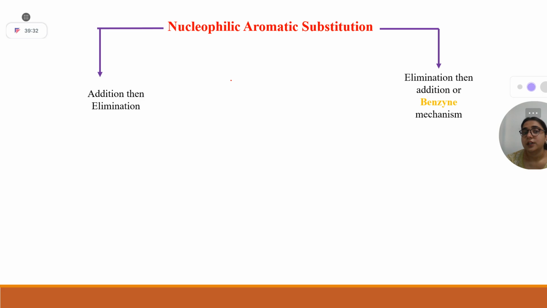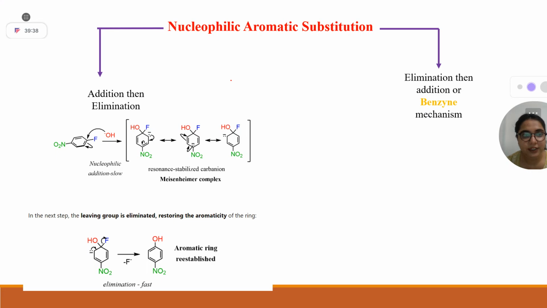Yes, ma'am. Nucleophilic aromatic substitution reaction can be of two types. One is addition, then elimination. If we start with this, you can see you have NO2. The topic is nucleophilic aromatic substitution, which means your nucleophile is going to displace one of the groups on the ring. See here, is the nitro group beneficial or not beneficial?